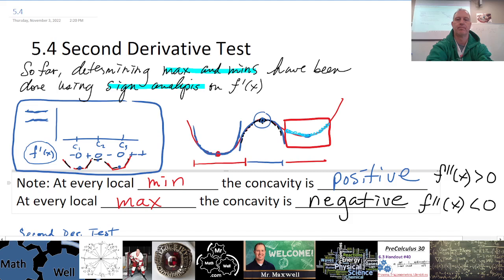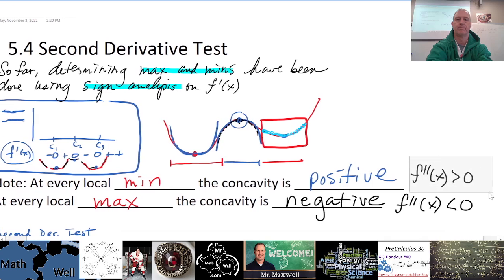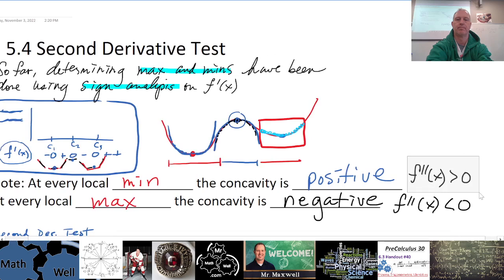The note is this: at every local minimum, the concavity is positive. And this is very important right over here, that the second derivative has to be greater than 0, or positive.